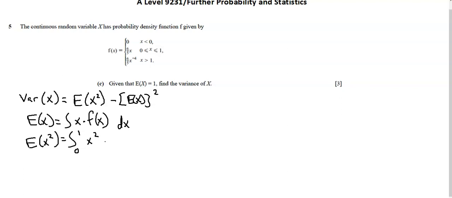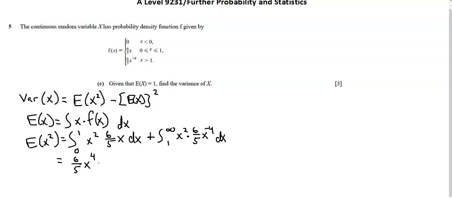Multiplying x squared by the function 6 over 5 x with respect to x, which is the first piece, and the second piece from 1 to infinity of x squared times 6 over 5 times x to the power of negative 4. Integrating, I end up with 6 over 5 times, I have x squared times x, which is x cubed. That will become x to the power of 4, and I will divide by 4, or I can multiply by 1 over 4 on an interval of 0 to 1.